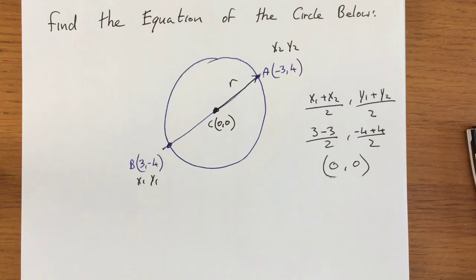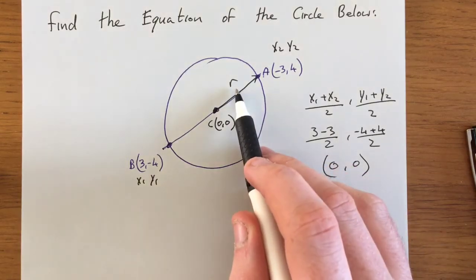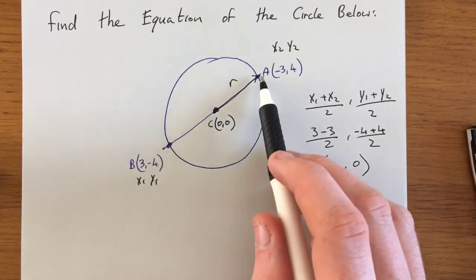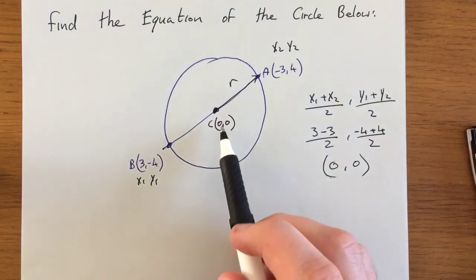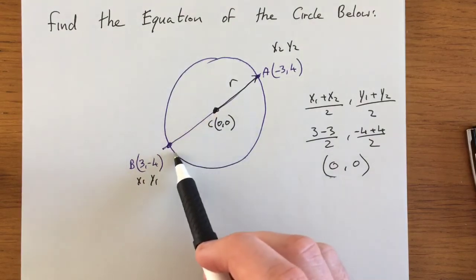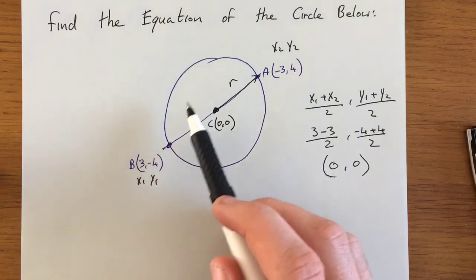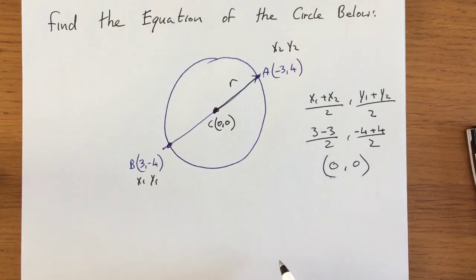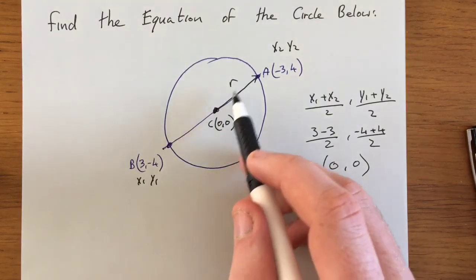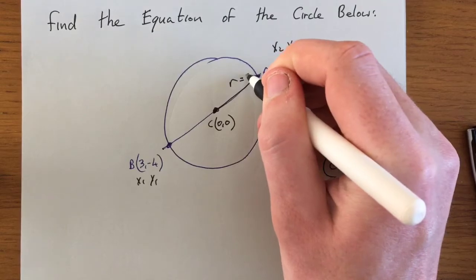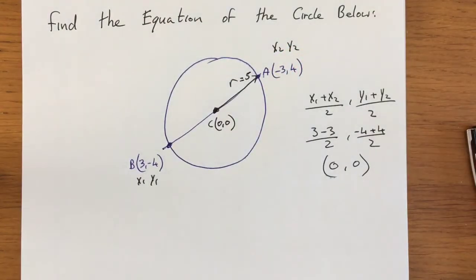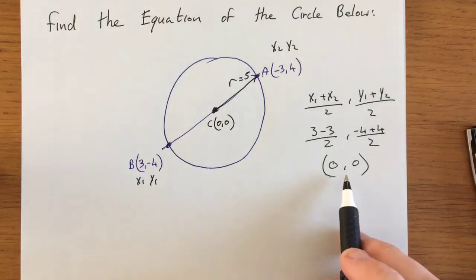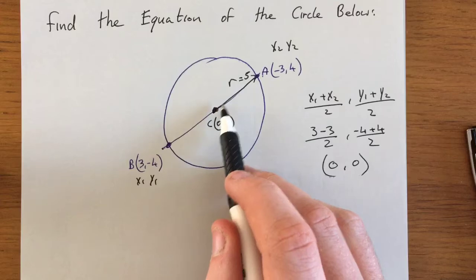So now we know our center, and to find the radius, you would use the distance formula to find the distance between here and there, or between here and this point here, and that will give you your radius. We already used the distance formula, so I'm just going to tell you the answer. If you use the distance formula between here and here, you should be getting a radius of 5 as well. So now we know everything we need to know about this circle. Its center is at (0, 0), and it has a radius of 5.